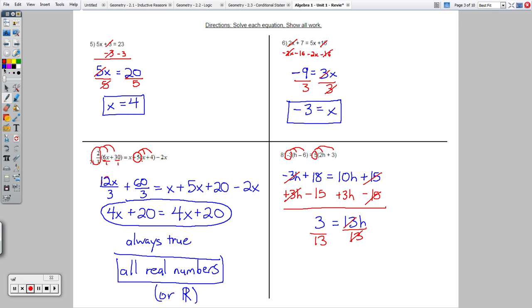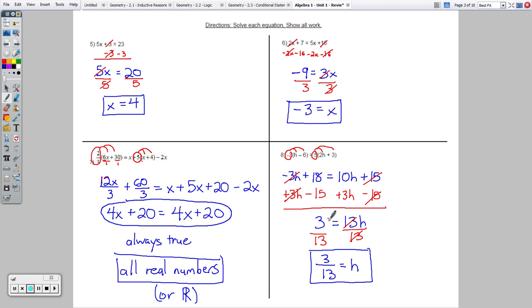The 13's will cancel, and I'm left with my final answer. Let's leave it as a fraction. That would be my best answer. Don't approximate that as a decimal unless you're told that you can do that. So 3 over 13 equals h. That looks like the best answer for that one.